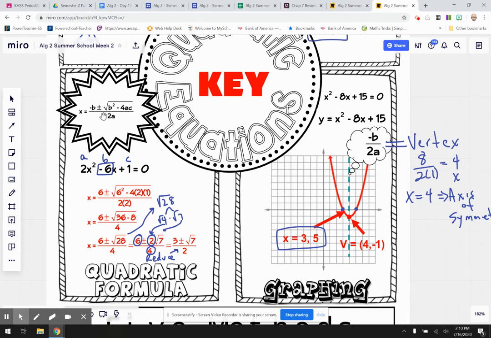That would be here: the opposite of b, plus or minus the big square root of b squared minus 4ac, all over 2a. And you take a, you take b, you take c. Make sure you take the sign with it. -6 is your b. And you plug everything in and you solve it. And then you reduce it if you can.